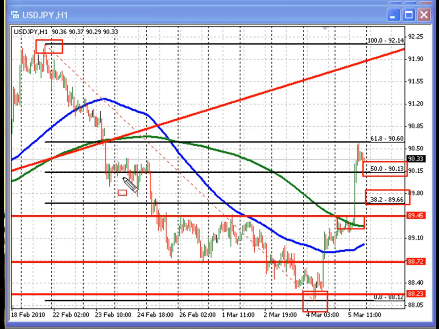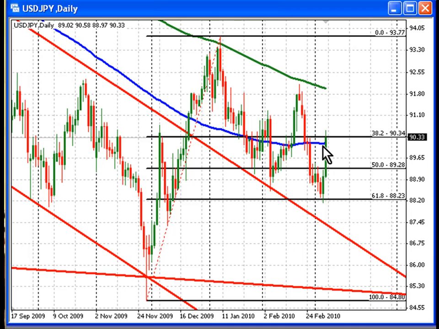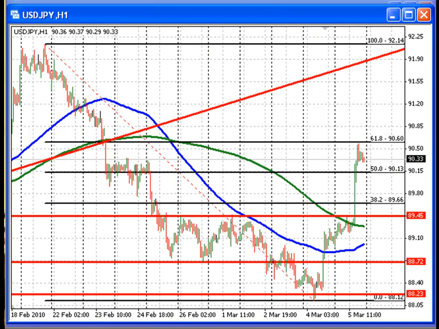The 90.13 level is of significance. Why? Because if we go back to our daily chart and look at the 100-day moving average, what's the 100-day moving average? 90.15. So 90.13, 90.15 is going to be of significance for the dollar versus yen on the downside here. So if it's able to hold that level, we should see a push to the upside.